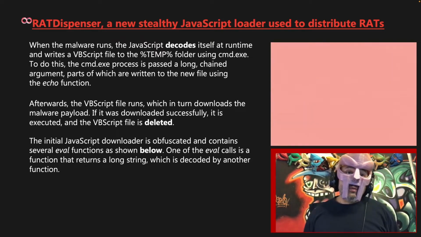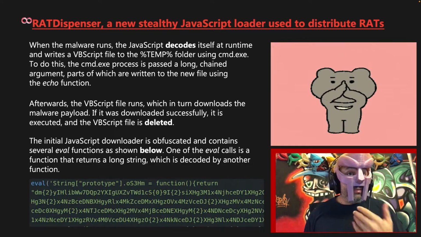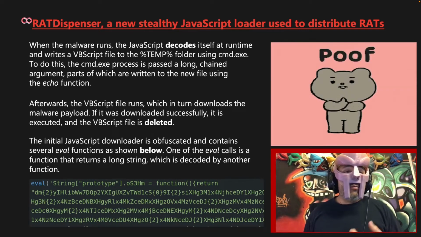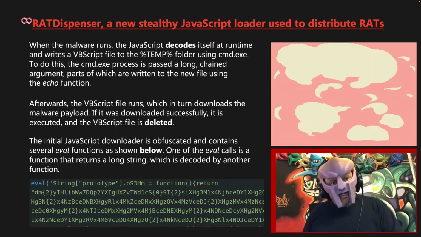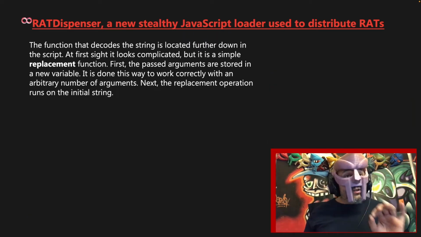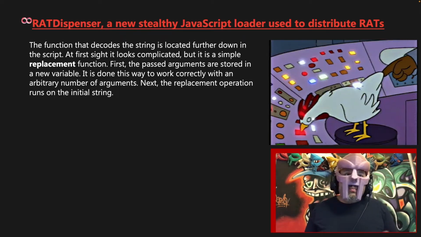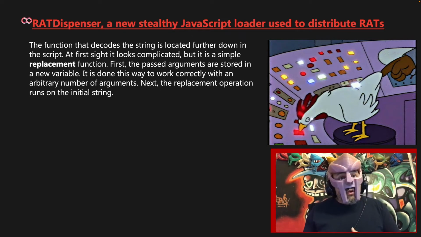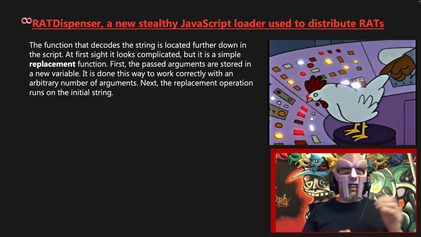The initial JavaScript downloader is obfuscated and contains several eval functions as shown below. One of the eval calls is a function that returns a long string, which is decoded by another function. The function that decodes the string is located further down in the script. At first sight, it looks complicated, but it is a simple replacement function. First, the passed arguments are stored in a new variable. It is done this way to work correctly with an arbitrary number of arguments.